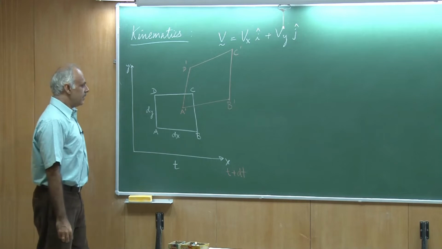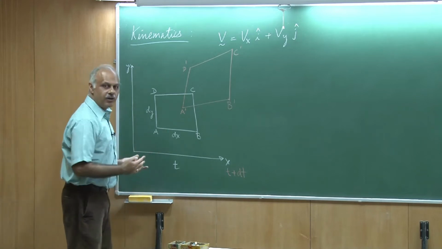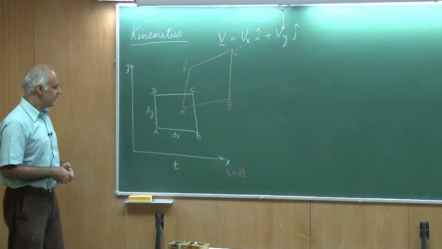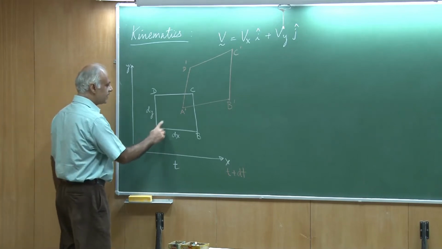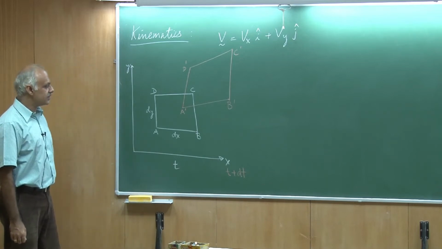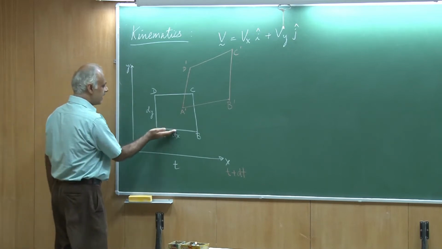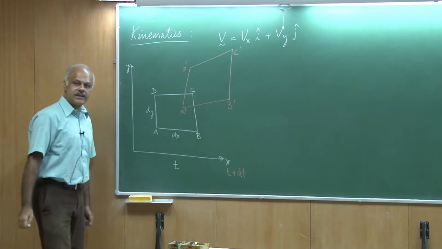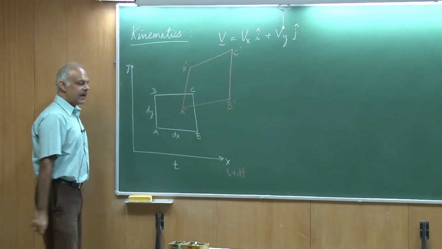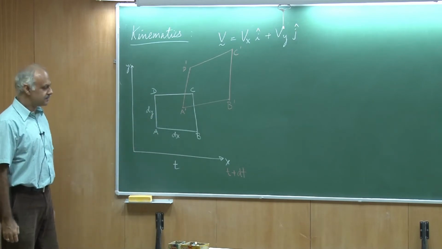So, this element has obviously deformed. It is not a rectangular element like it was earlier. This angle, which was 90 degrees, has changed to a different angle. In fact, it has reduced, and you can see the edges AB and AD have rotated. So, these different nodes are actually moving with different speeds.